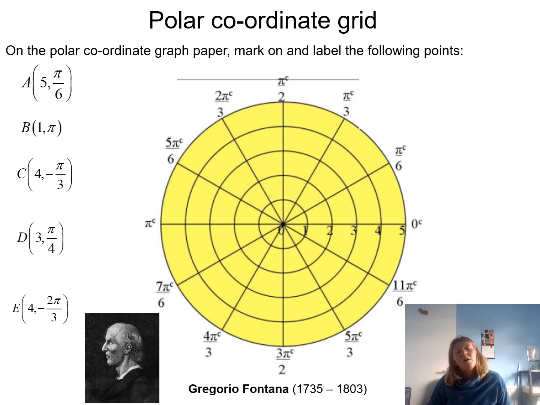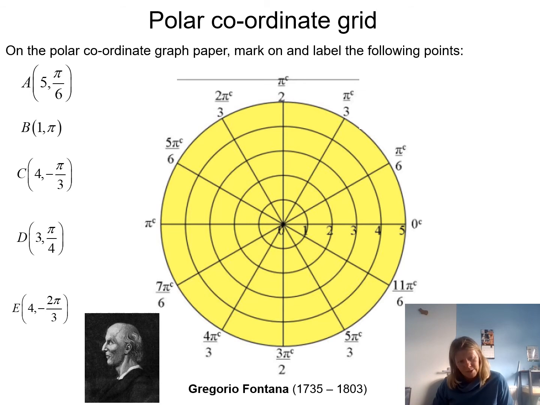Right, on the polar coordinate graph, you can do this on your sheet, mark on the following points. I'll just give you a chance to do that. Remember the r's, the rotating round, the angle. Start again. The 5 is the modulus, and the pi over 6 is the angle, the argument. So can you plot that on this fancy graph paper, polar coordinate paper?